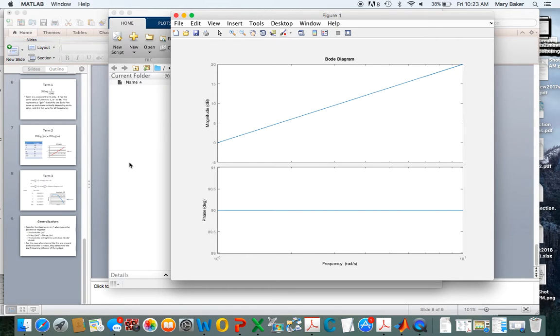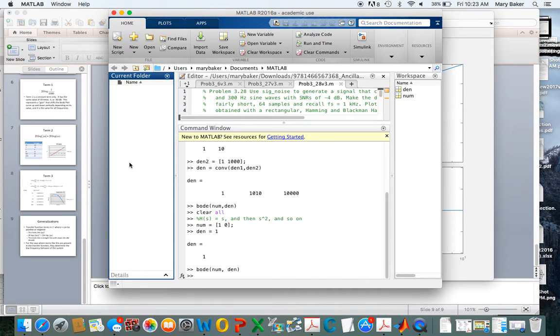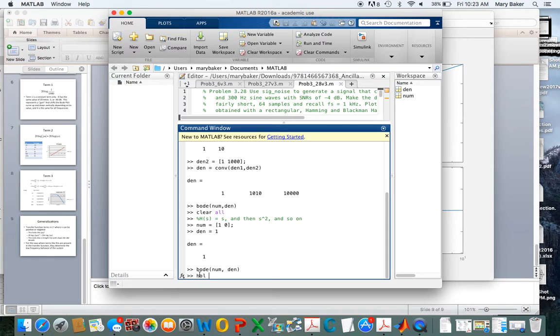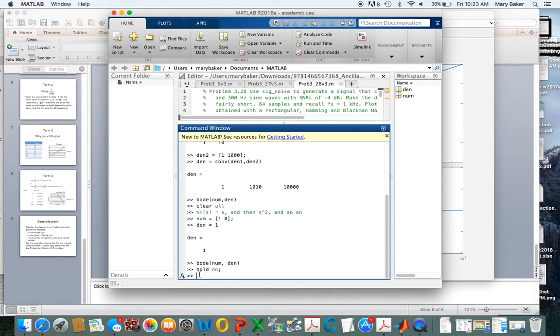Okay, so that's my H of s equals s. Let's now tell this to hold on to that plot. And now let's use a different numerator, numerator number 2.